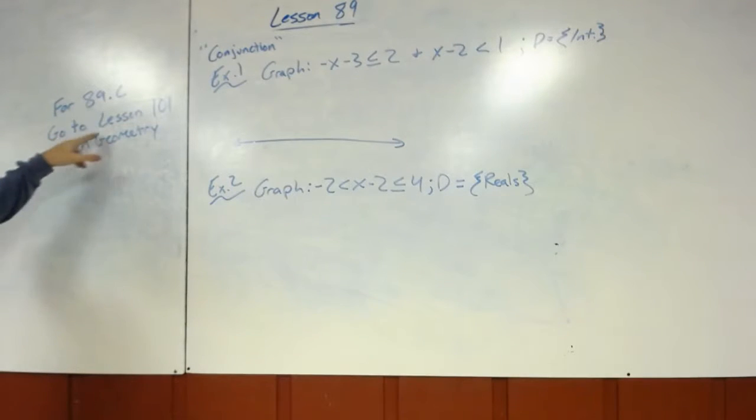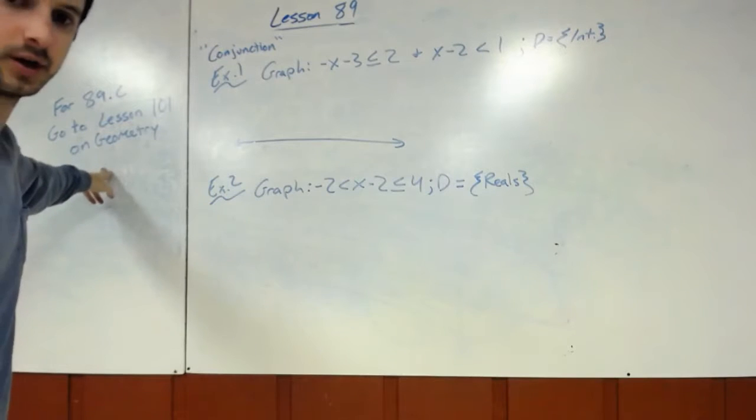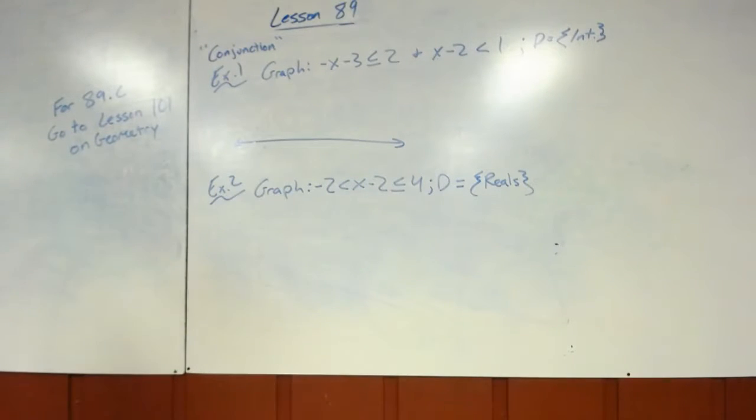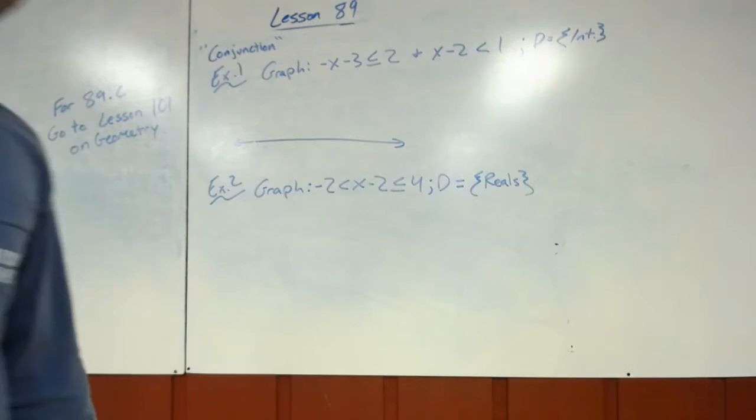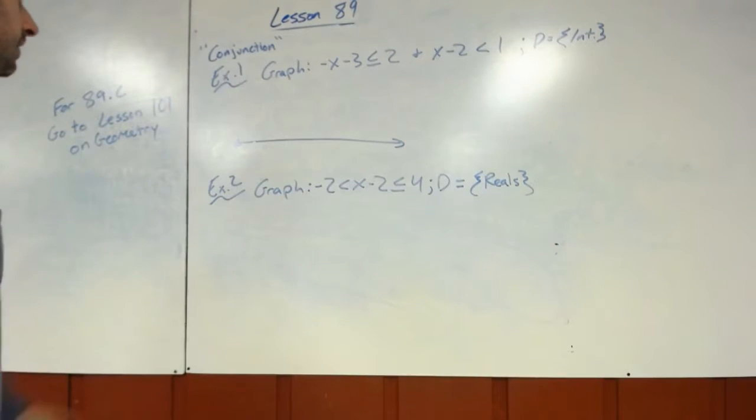Just go to lesson 101 on my geometry page. Okay, that's lesson 101 on my geometry page, so I'm not filming the same thing twice. So that's how you do 89C. Now let's look at conjunctions and disjunctions.